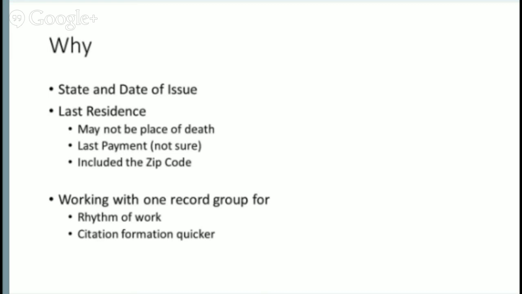The next thing is the last residence fact that's brought in, that's on the record, that you can see when you look at one of those files. It may not be the place of the death, and it's not clear to me that it's the same record that we used to see where it said last payment. I'm not sure. I'm trying to follow up on that, but again, it's still putting me in a place and a time where that person was, or where a Social Security payment went to.